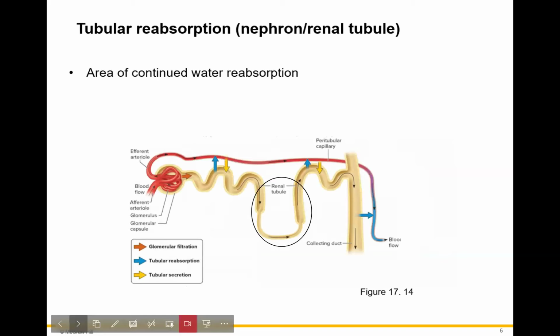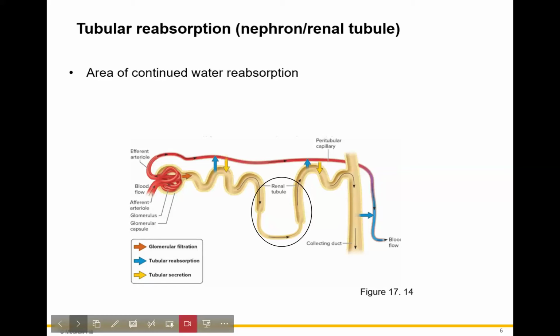Okay, in the nephron or renal tubule, you can see the renal tubule dips down. It goes across a hairpin turn and then comes back up. So they call this the descending limb, and then there's the hairpin turn and then the ascending limb. So it's going down, over, up. This is where you can continue to have water reabsorption. Only water is reabsorbed in this area.